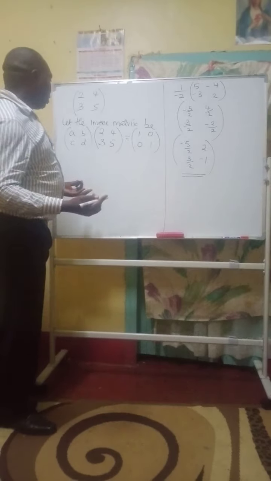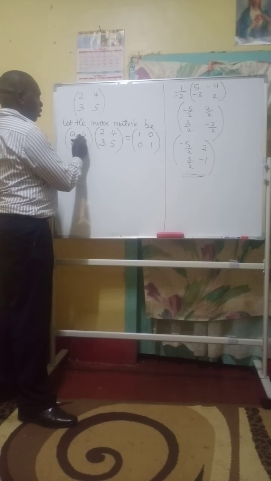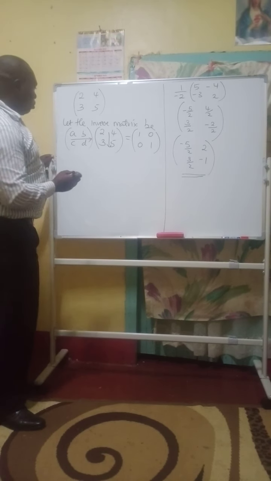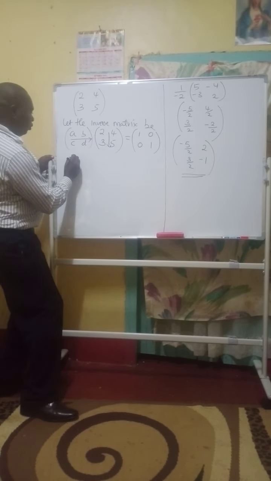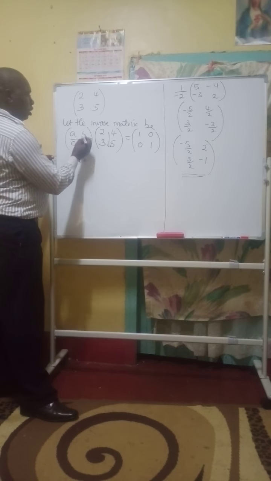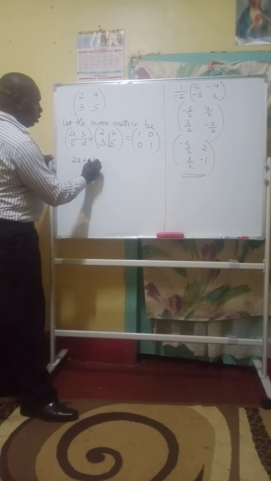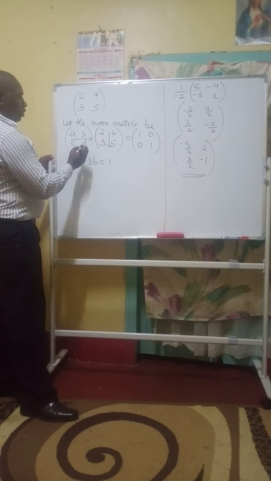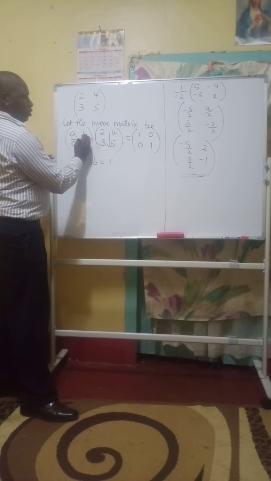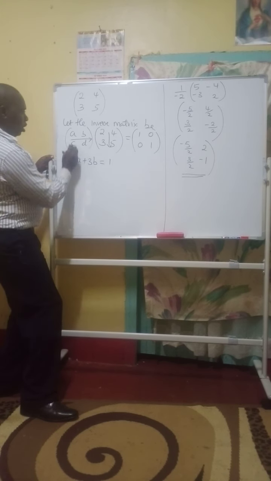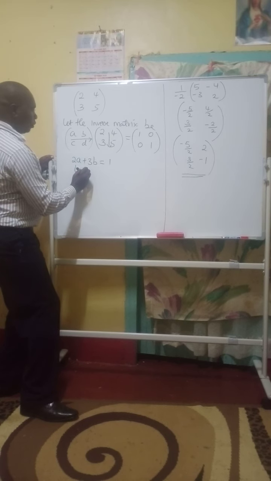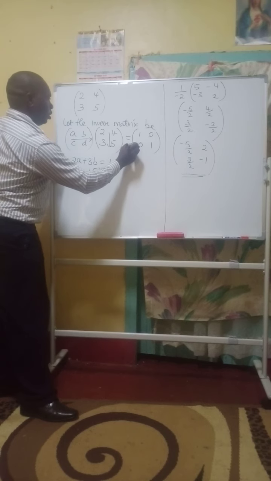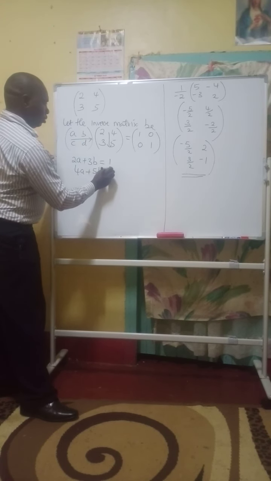Now remember, when you're multiplying matrices, always remember to follow the rule. You're multiplying rows versus columns as usual. So we are going to multiply A by 2 so that you have 2A. And then we add B multiplied by 3, you get 3B. And this should be equal to 1. And then we also have the first row multiplied by the second column, which gives us A times 4 gives us 4A, plus 5 times B gives us 5B, and this should always be equal to 0.